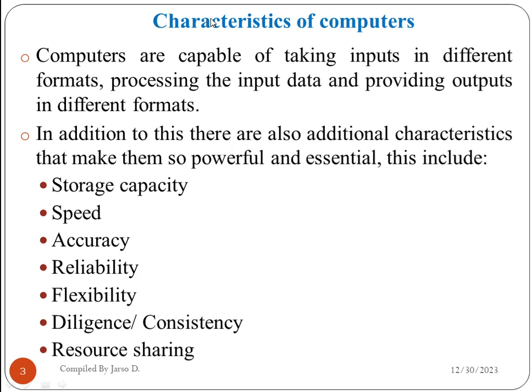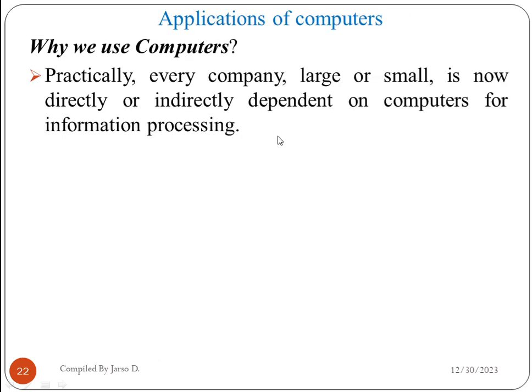Then the last one is resource sharing. A computer has the ability to be connected to the internet and share the available resources within it. For example, files, different data and information, different resources like that. So printers and the hard disk can be shared by computers. Those are the characteristics. And the next one is what areas a computer can be applied in to solve our tasks.